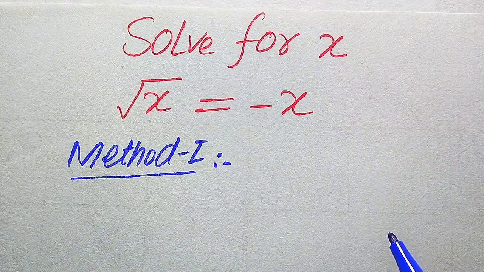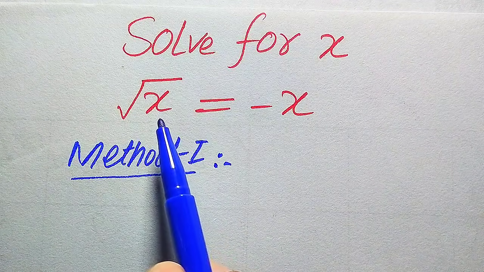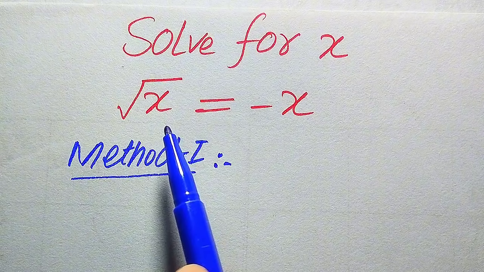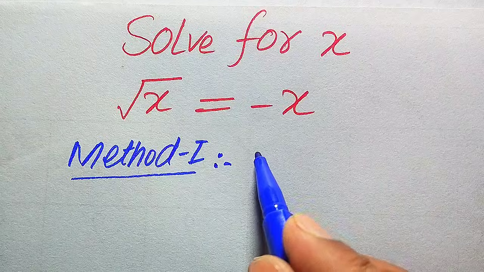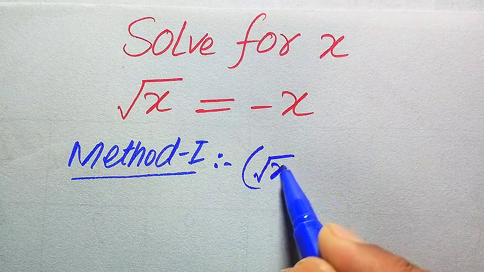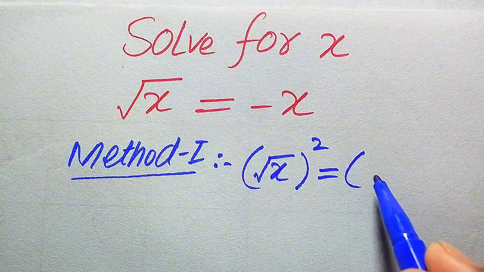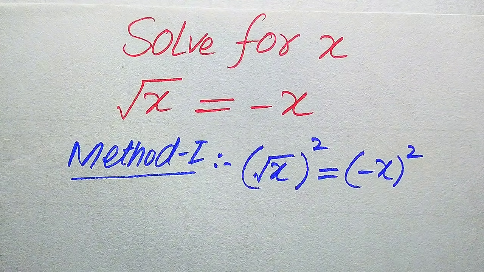And now we move towards our first method. In the first method, we need to remove the square root sign from the left hand side. For removing the sign, we need to take squaring on both of the sides, and after taking squaring it will be written as the square root of x whole squared equals minus x whole squared.